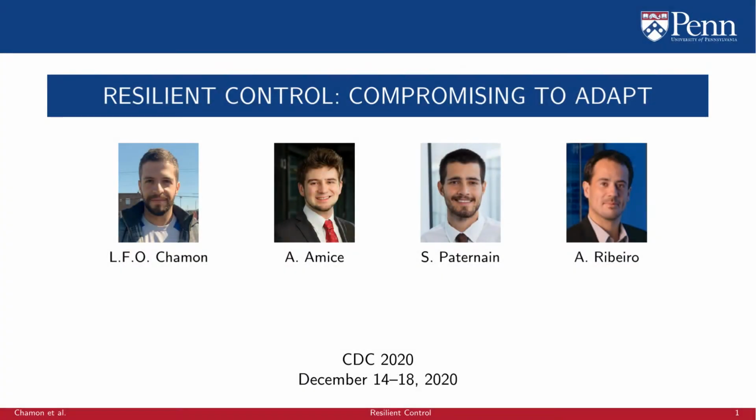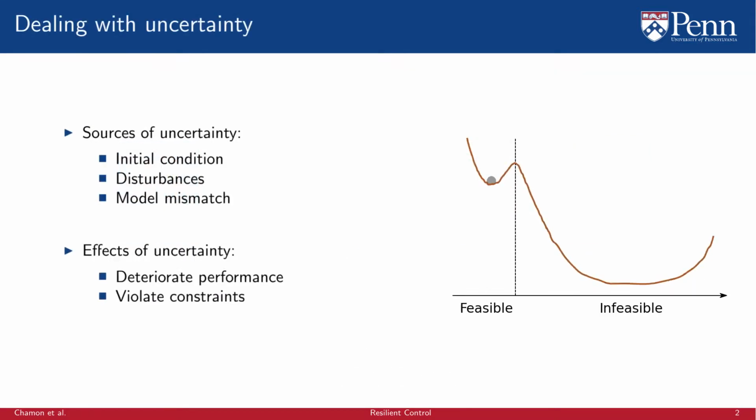Hello there, my name is Luis Chamon, and in this video I'm going to show you a new way to deal with uncertainty in the context of control and dynamical systems. There are many sources of uncertainty in dynamical systems, such as modeling and external disturbances, that affect both the performance and feasibility of a controller.